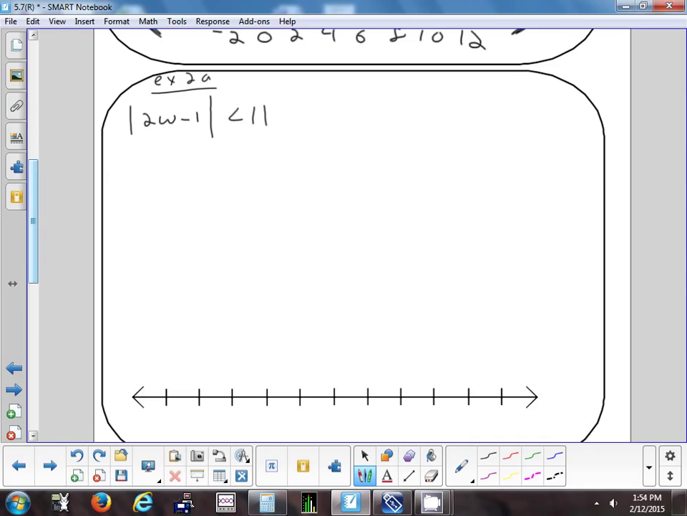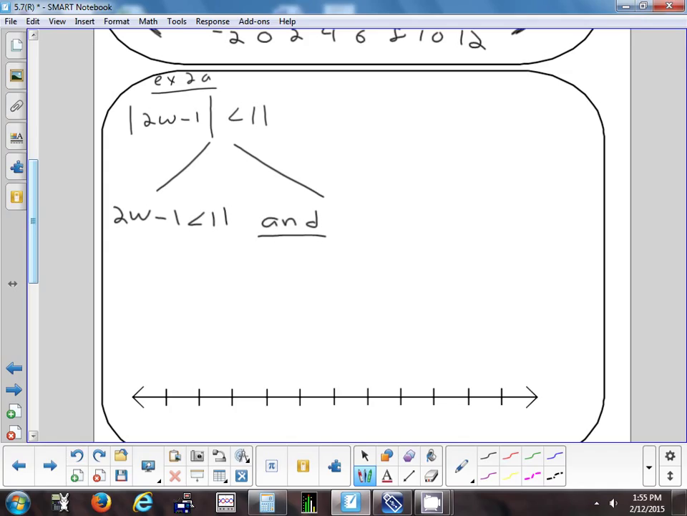All right, so now let's see. First thing I want to do, are we ready to split, or do we have to do some work first? We're ready to split. How about somebody who hasn't said much today? Sam, what's my first inequality going to be? 2w minus 1 is less than 11. Good. What word is going to go here? And. And, because of that sign.